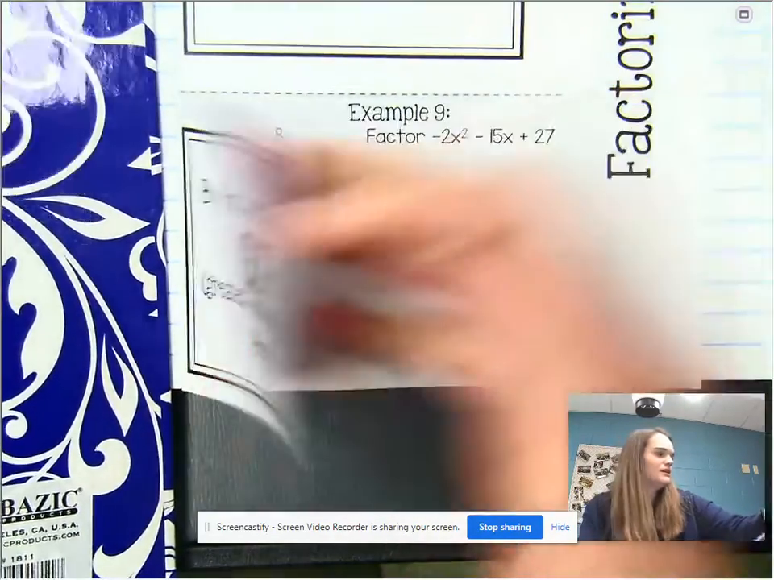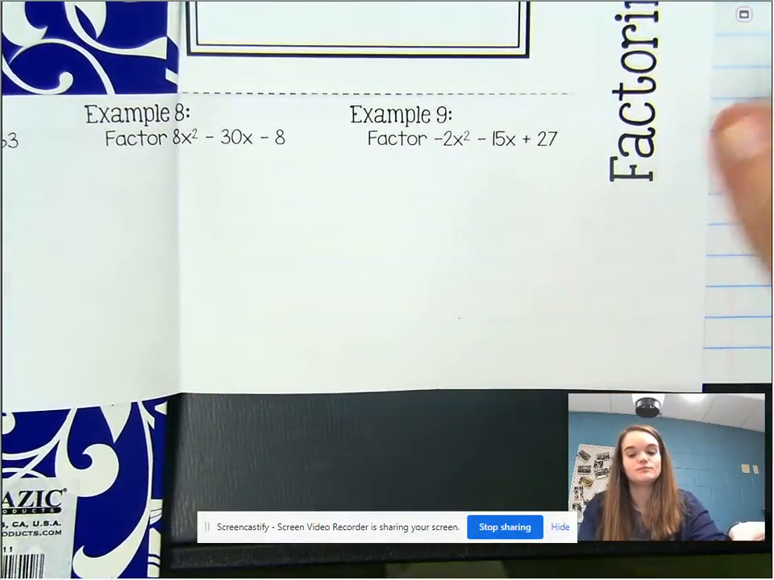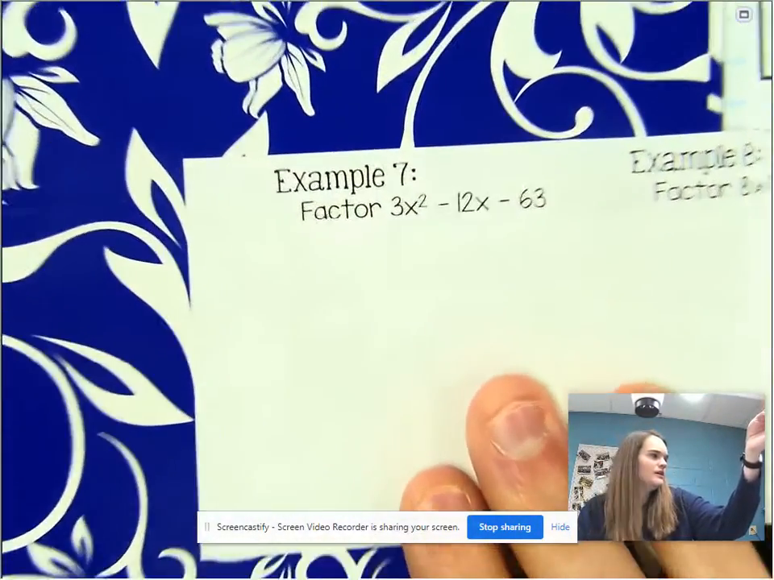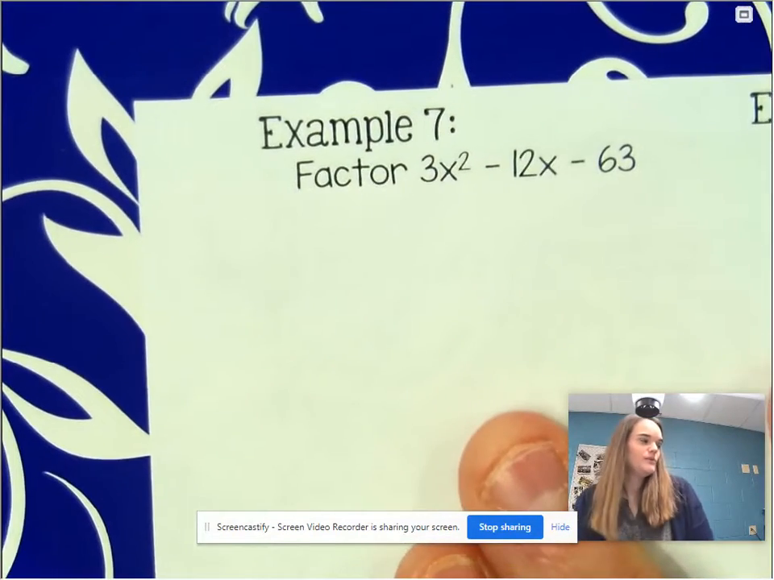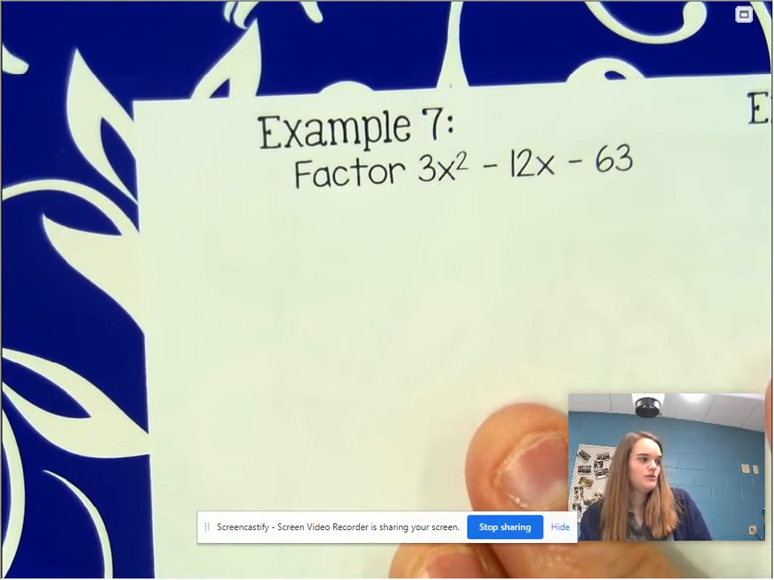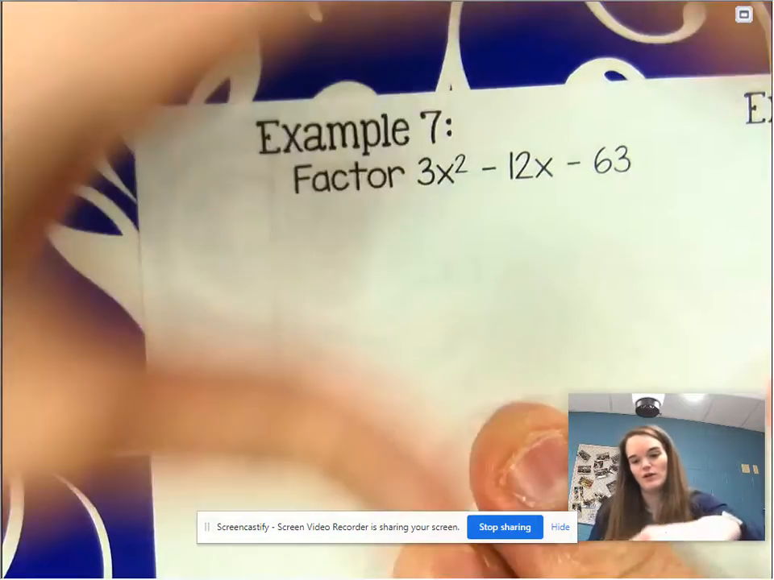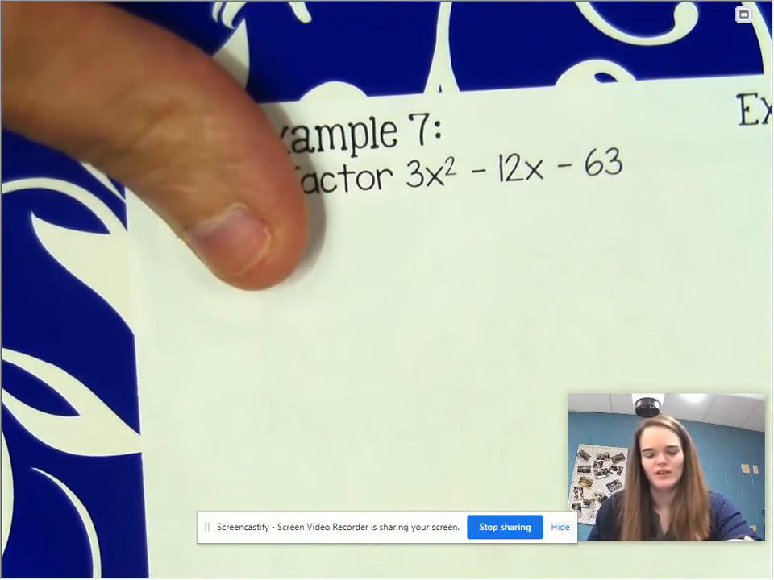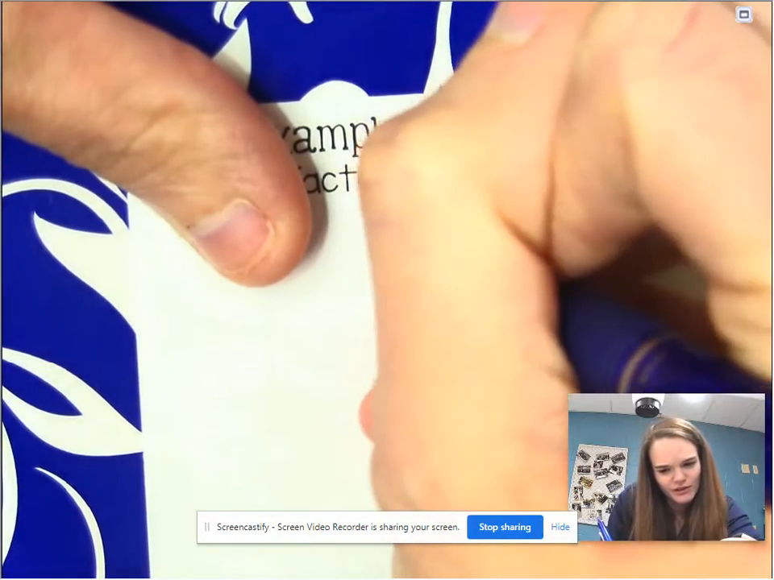And I'm getting my board here. So first, we have to factor out a greatest common factor. What that means is a number will divide into 3, 12, and 63. We got to think about what that number is. And I believe the number is 3.